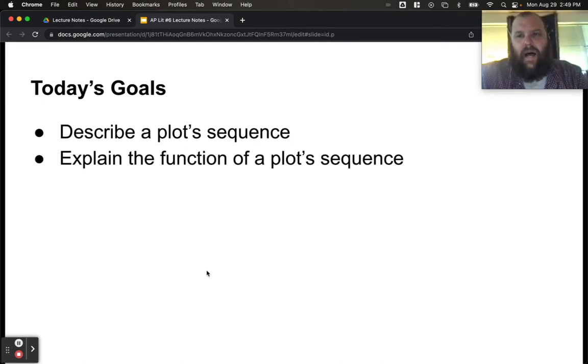The hard thing with plot is that oftentimes we assume that plot is just the events, what happens, just like the story, and that's partly true. That's grounded in truth, but there's just more to it, and especially when we're trying to analyze literature like a bunch of awesome people like we are, we want to go a little deeper than that.